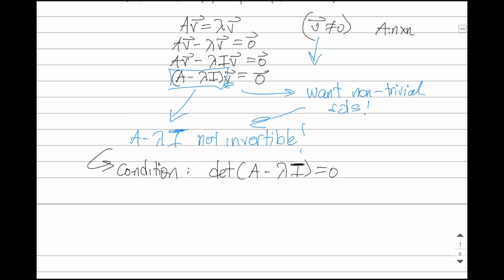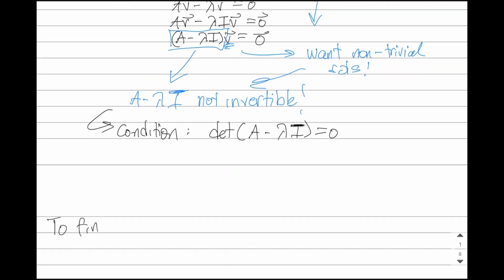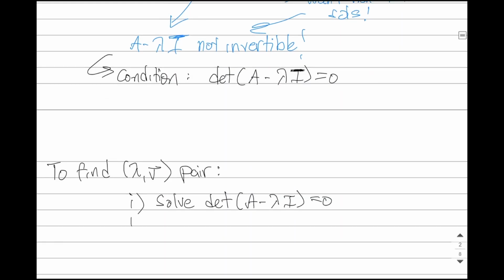So if we want to find a lambda, v pair, it's a two-step process. Number one, we have to solve this equation: determinant of A minus lambda I is 0. And then number two, we have to solve the equation A minus lambda I times v equals 0, and we are looking for non-trivial solutions. And we use the values of lambda from step 1. I'm going to go through an example for you.